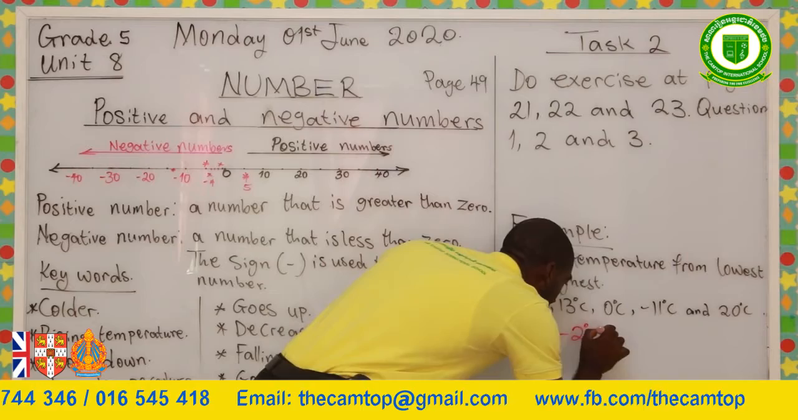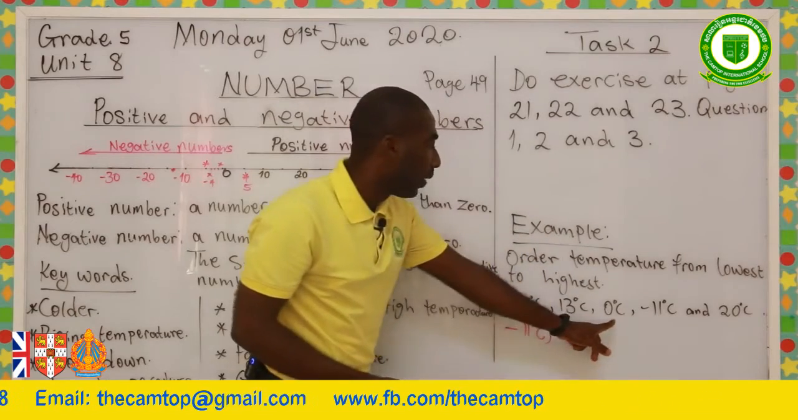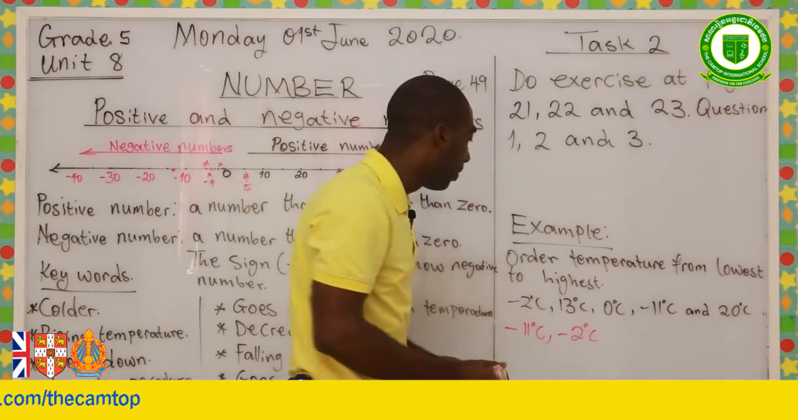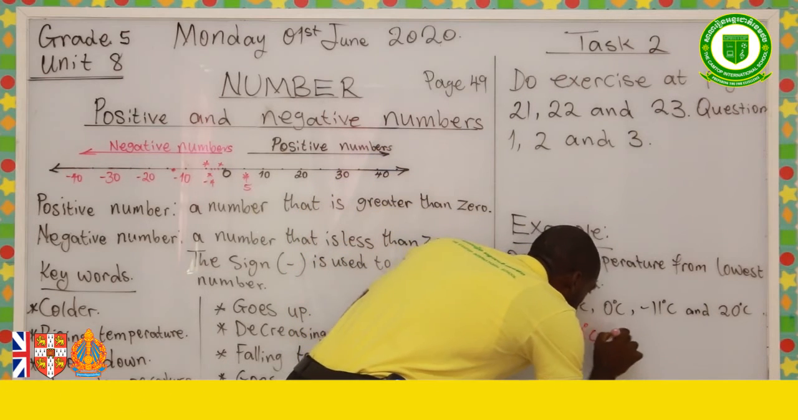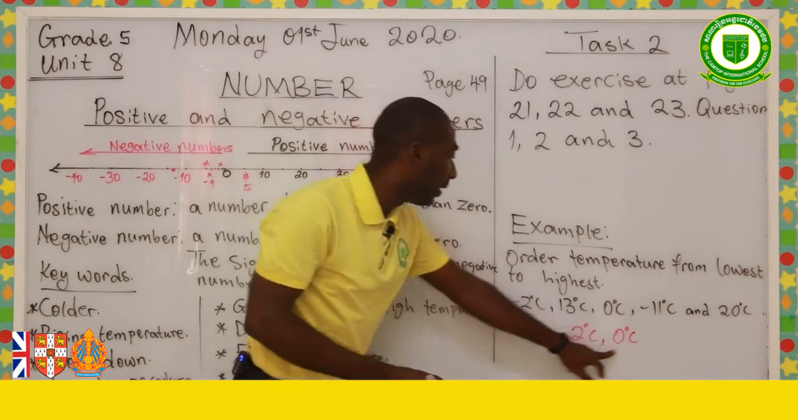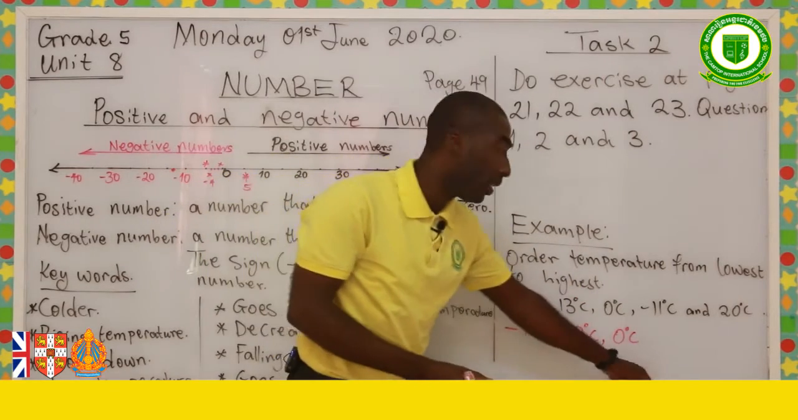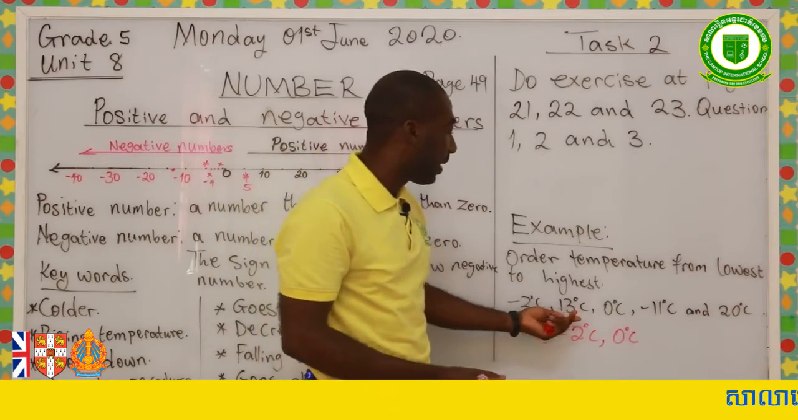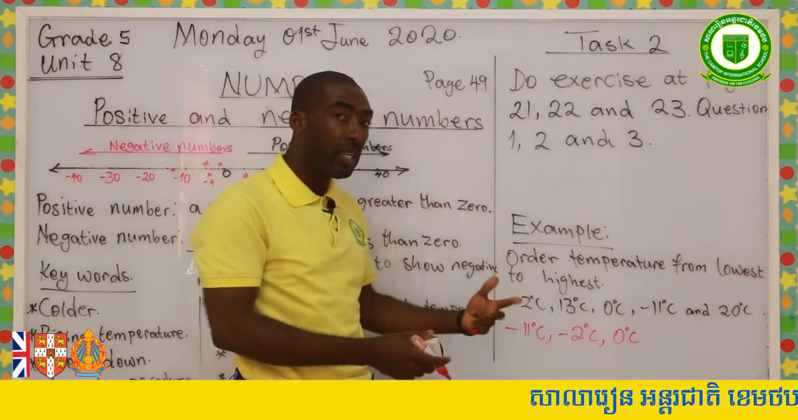The next one is going to be -2 degrees Celsius. And now we hit the middle, which is our 0. So 0 is also a cold situation, so we go there. Now we finish with our low temperatures and go into the high temperatures. The high temperatures are the ones without a negative sign. They have the positive sign.